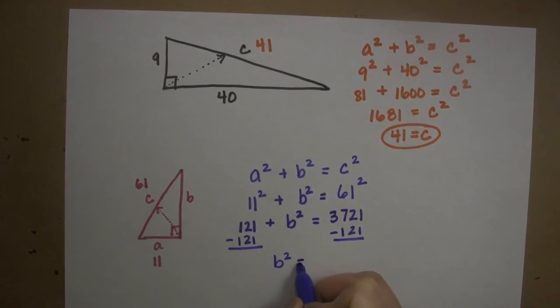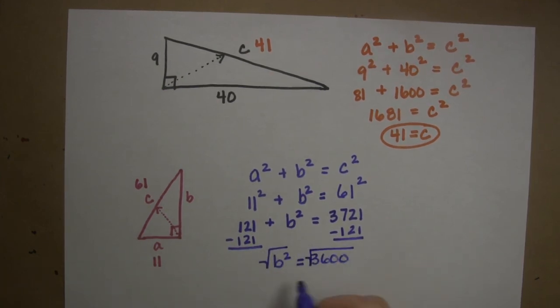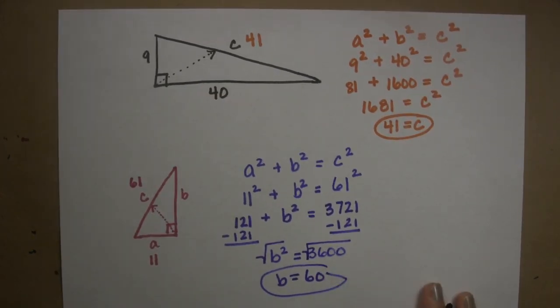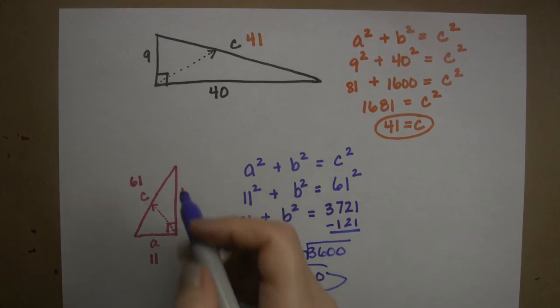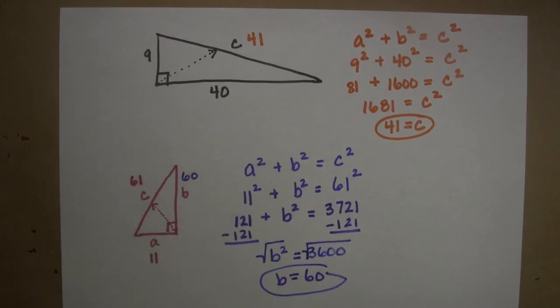B squared equals 3,600. You take the square root of b squared and the square root of 3,600. You get b equals 60. And that is how you solve for b. So the lengths of the sides of this triangle would be 11, 60, with a hypotenuse of 61. All right, that's it to working with the Pythagorean theorem. A squared plus b squared equals c squared.